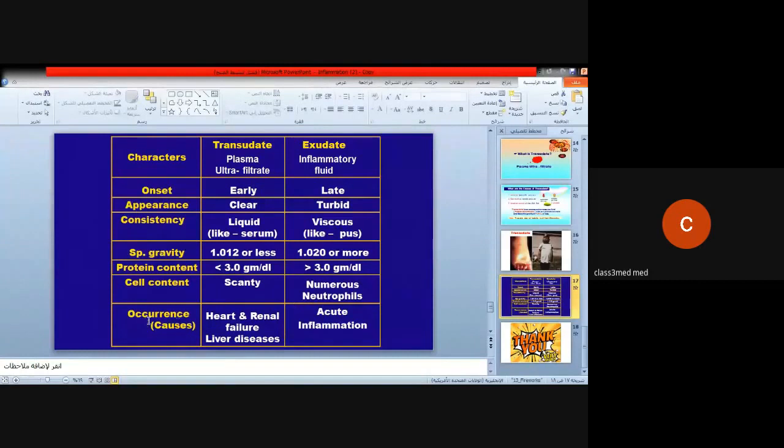The causes: transudate is caused by heart or renal failure or liver diseases such as liver cirrhosis, and the exudate is only formed in acute inflammation. Okay, these are the differences between transudate and exudate.